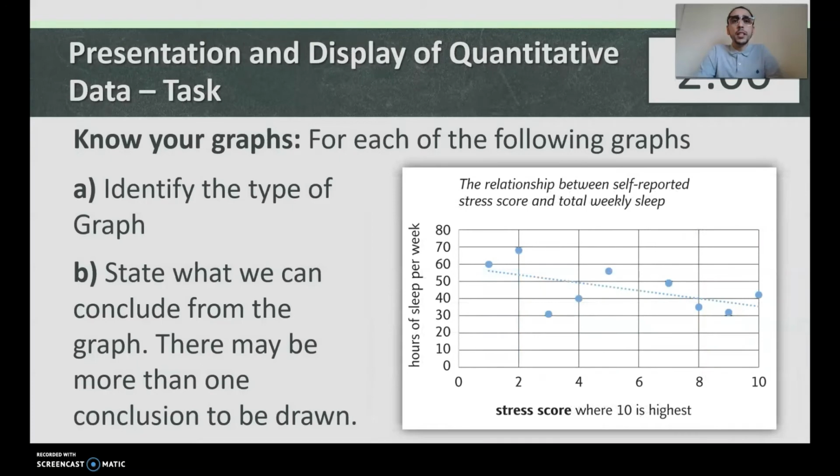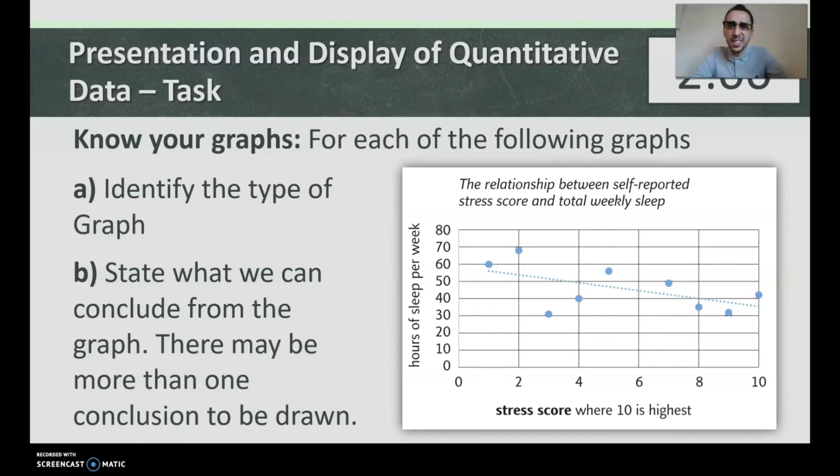And the last one, identify the type of graph. What can we conclude from the graph? There may be more than one conclusion. So here, what type of graph is that? We've got the relationship between self-reported stress score and total week sleep. And we can see hours of sleep per week and stress score where 10 is the highest. What can we conclude from that?